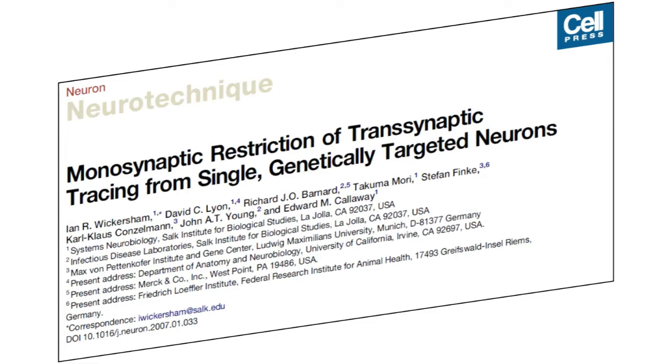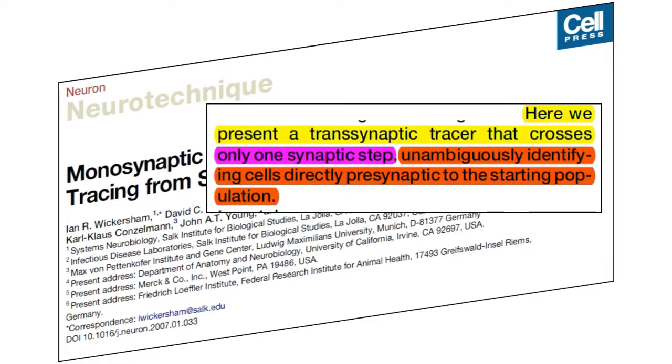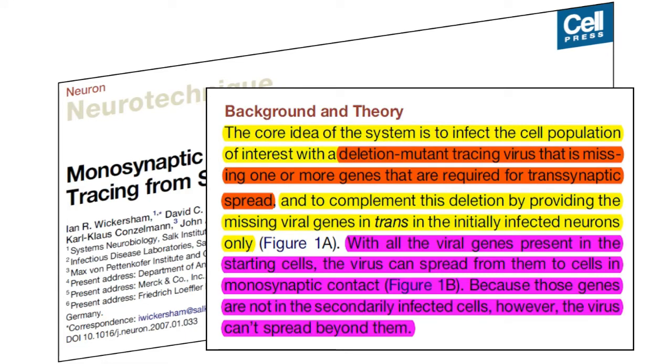The viral tracing method the authors used was based on one developed in this landmark paper by Wickersham et al., 2007. Here's how that paper describes the technique. "Here we present a transsynaptic tracer that crosses only one synaptic step, unambiguously identifying cells directly presynaptic to the starting population, in this case a single cell. The core idea of this system is to infect the cell of interest with a deletion mutant tracing virus that is missing one or more genes that are required for transsynaptic spread, and to complement this deletion by providing the missing viral genes in trans in the initial infected neurons. With all the viral genes present in the starting cells, the virus can spread from them to cells in monosynaptic contact."